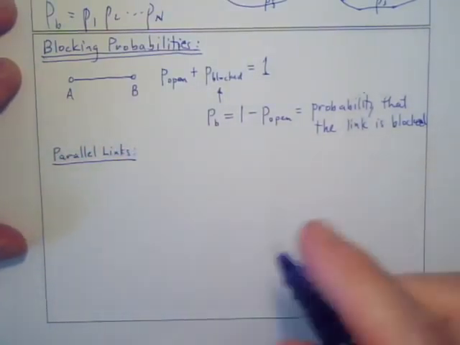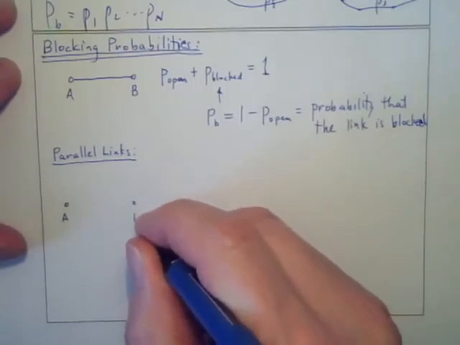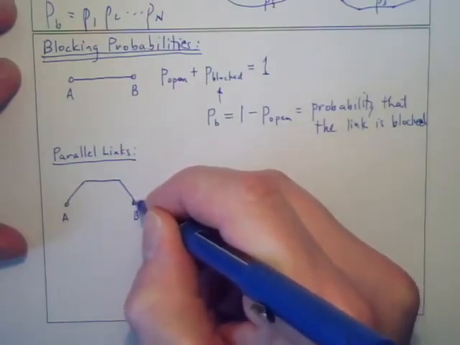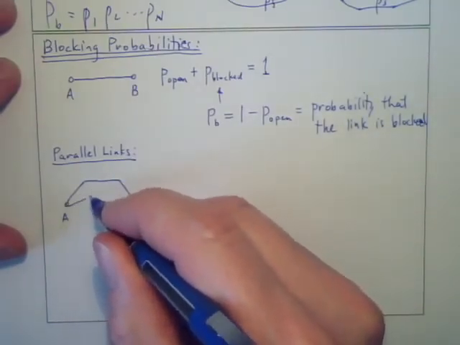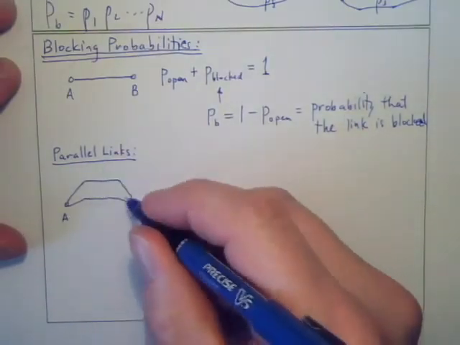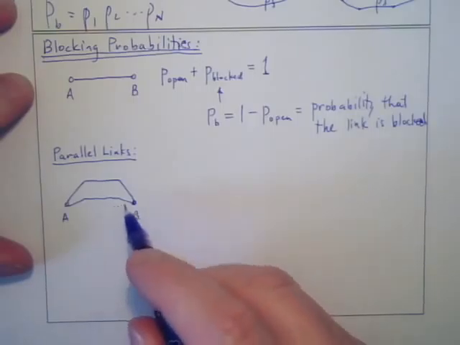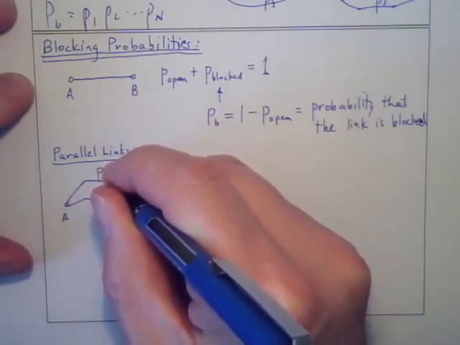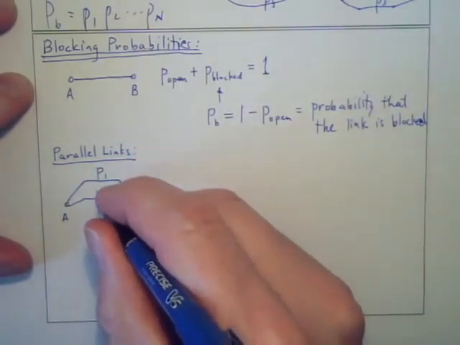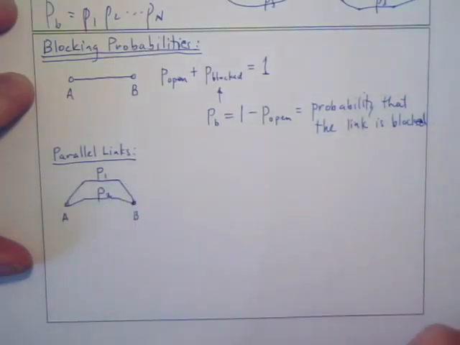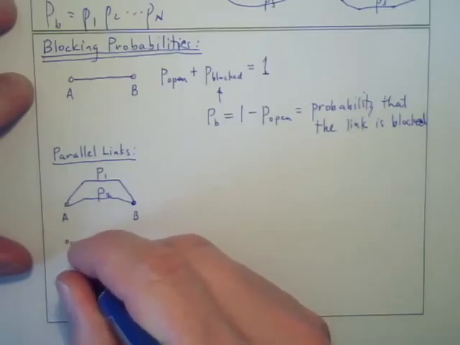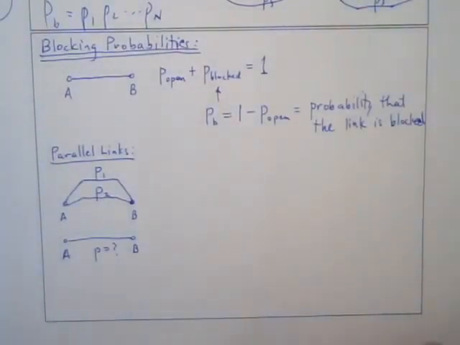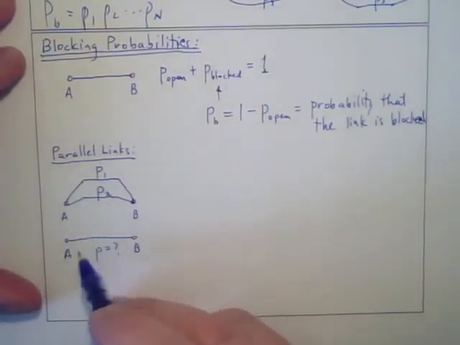Okay, and so we're interested in going from point A to point B over the possibility of having multiple paths between point A and point B. So here's an example of two different paths from point A to point B. And let's assume that each has a blocking probability. The first path has blocking probability P1, and the second path has blocking probability P2. Then what is the blocking probability from A to B overall? Okay, if we were to just view it as a single link from A to B.